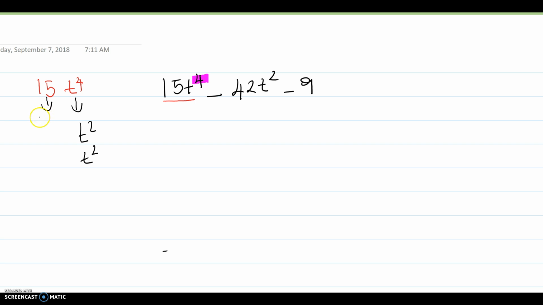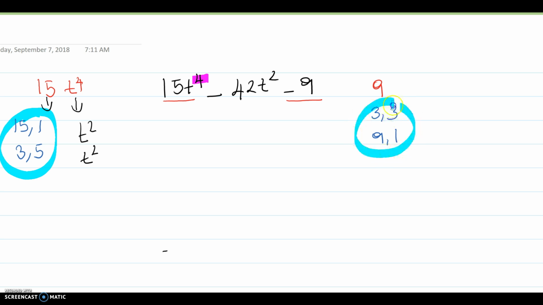When we look at 15, we have several options. Multiples of 15 could be 15 and 1. Multiples of 15 could be 3 and 5. Let's keep it there. Now we're going to go back and look at the last term, 9. What are the multiples of 9? They could be 3 and 3, and they could be 9 and 1. So with those numbers that I'm highlighting, 15, 1, 3, 5, 3, 3, and 9, 1, we are going to try to make a perfect pair.